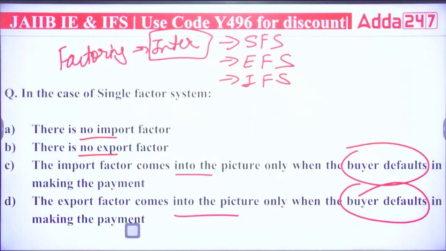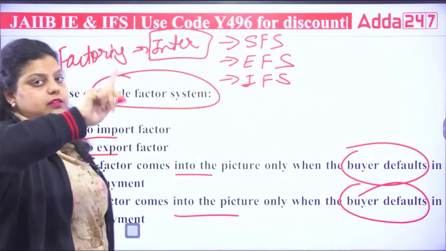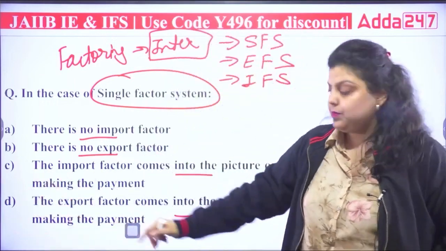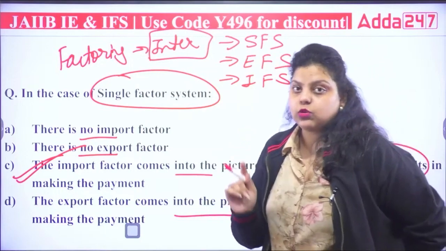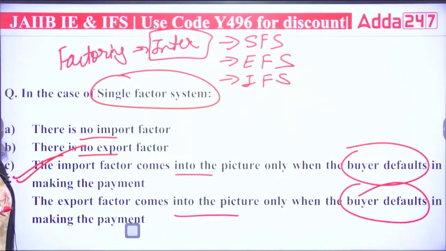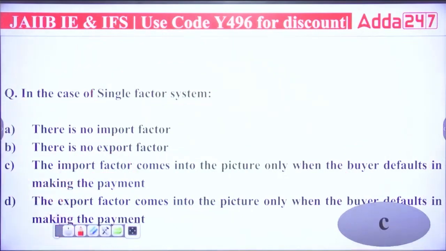Okay, and we are talking about single factor system. It means there will be two factors, but only one factor will be active, and that will be your export factor. The import factor will only be active here in case your buyer defaults on the due date. In case the buyer defaults on the due date, then only the import factor becomes active in the payment, otherwise no. Otherwise, all the transactions will be taken care of by your export factor. So the right answer here will be C option.